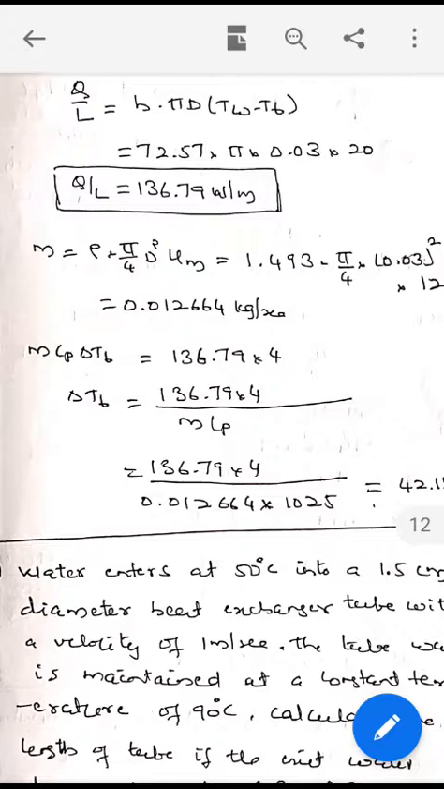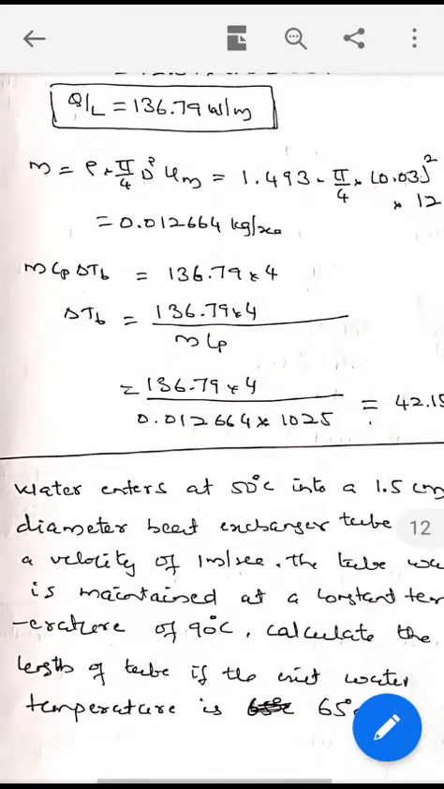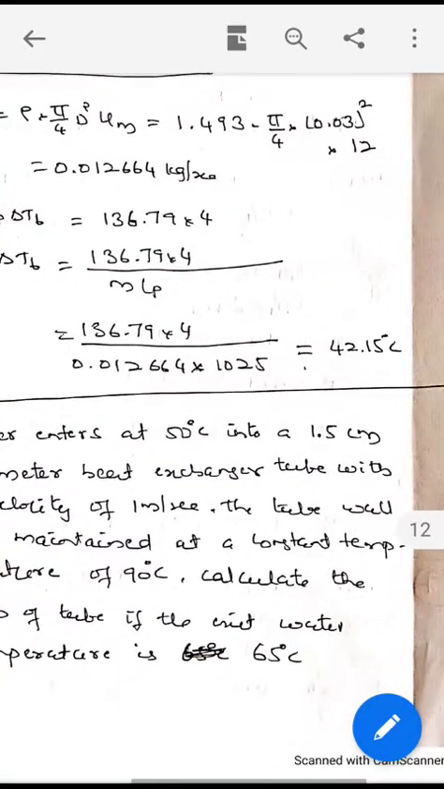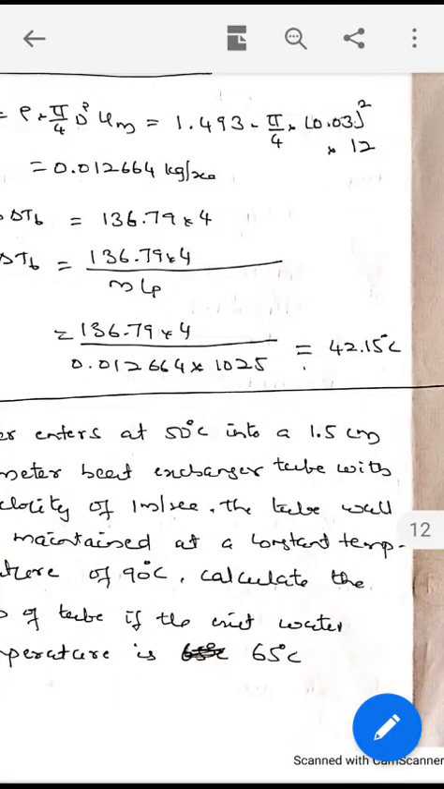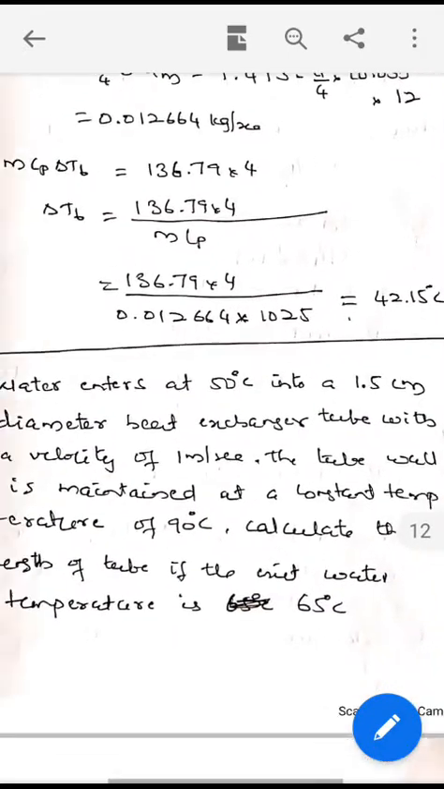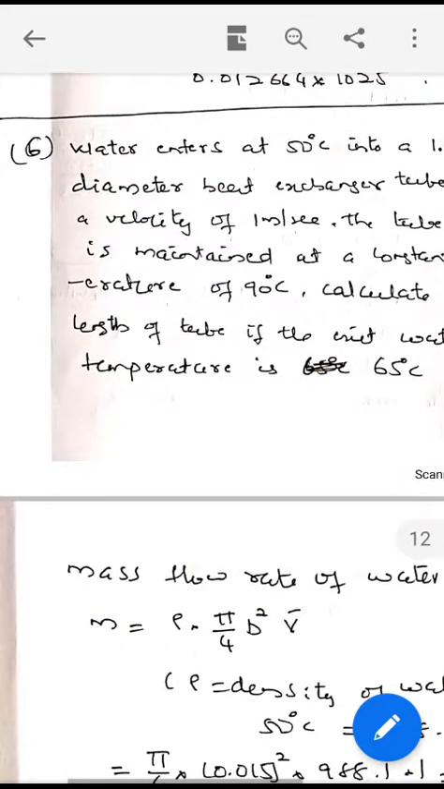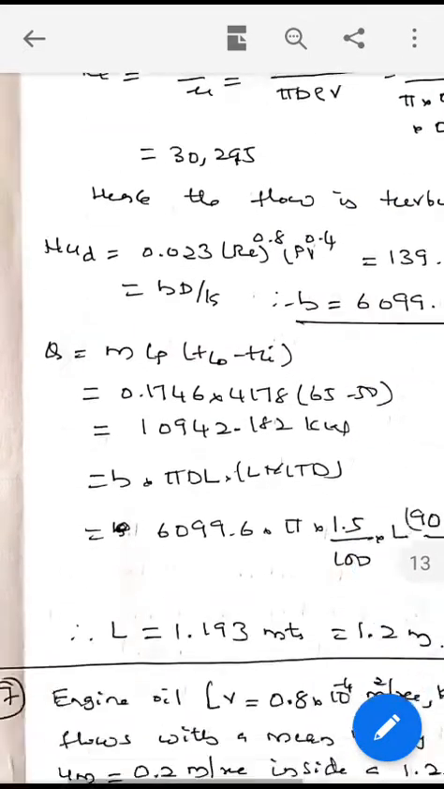So, heat transfer per unit length is 136.79. For 4 meter, 136.79 into 4. Substituting the values and equating to m Cp delta Tb, you will get increase in bulk temperature delta Tb equal to 42.15 degree centigrade. Now I will go to problem number 6, which has already been solved.